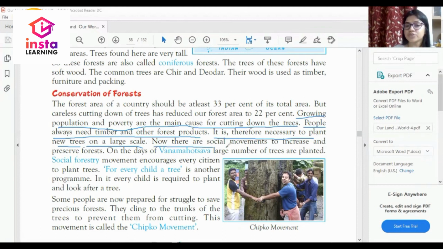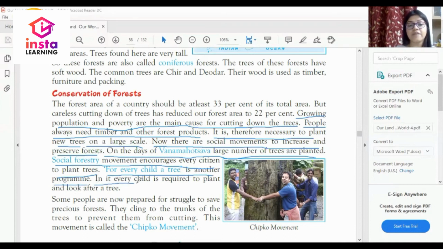Now there are social movements to increase and preserve forests. Nowadays, there are Van Mahotsavas, in which a large number of trees are planted. Social forestry movements encourage every citizen to plant trees. These movements encourage people and repeatedly explain to them that they should plant trees and not cut them. For every child, a tree is another program.